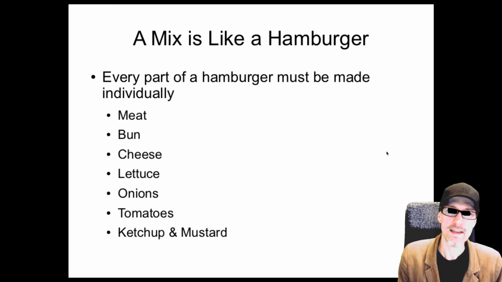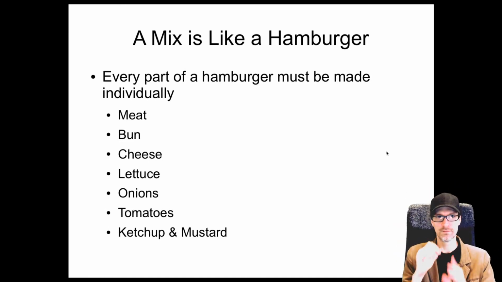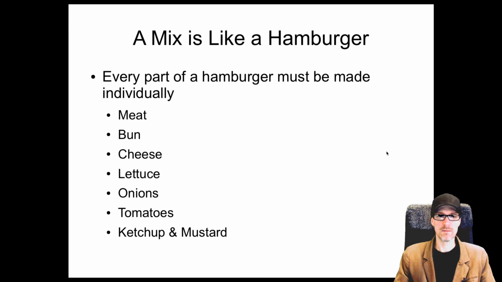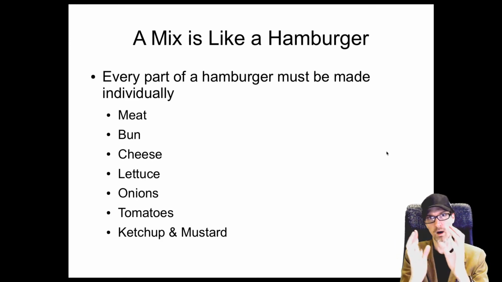But just like a hamburger is made up of all these different ingredients, we don't say to our friends, yo, I want to go get a meat, bun, cheese, lettuce, tomatoes, onions. We say, I want to go get a burger. These things together become a burger, one new thing.